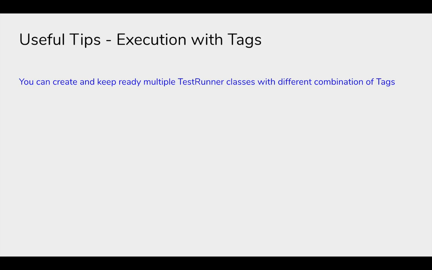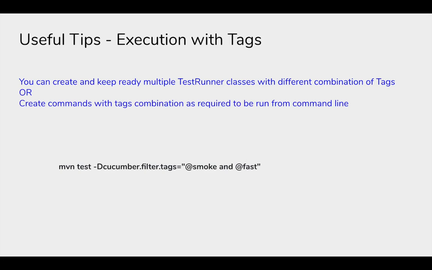Now a better and a more efficient way to manage execution with different combination of tags will be to run from command line, and from the command line you can provide the tags or a different combination of tags. Now we have not yet learned how to run our Cucumber tests from command line until now in this series. So when I will do a session on how to run from command line, I will also show you how to use tags option from command line.